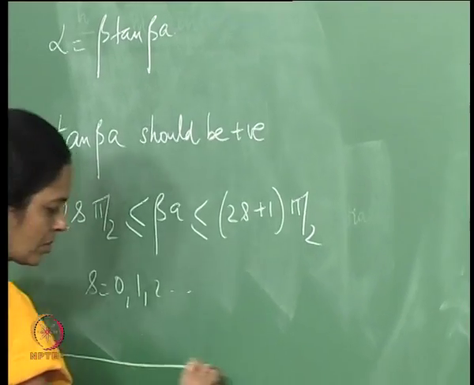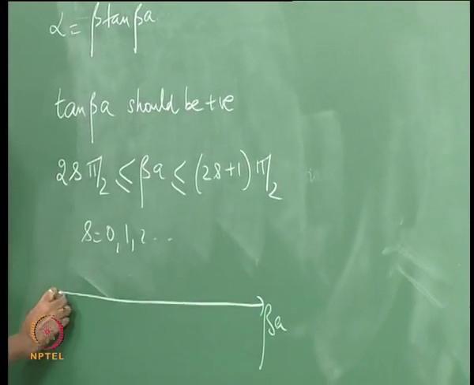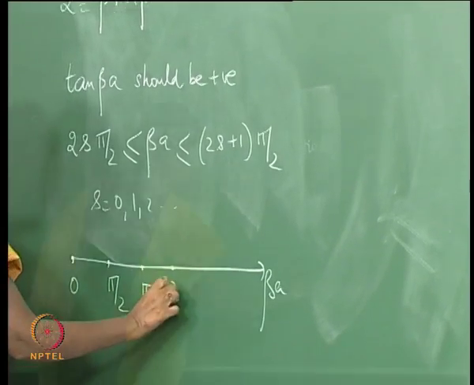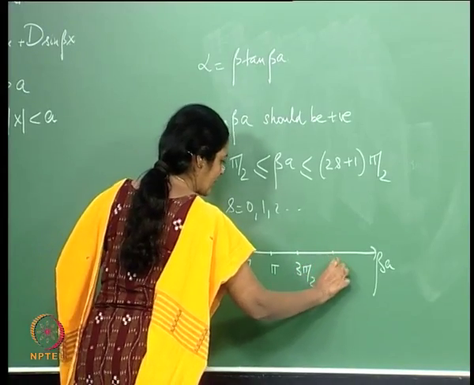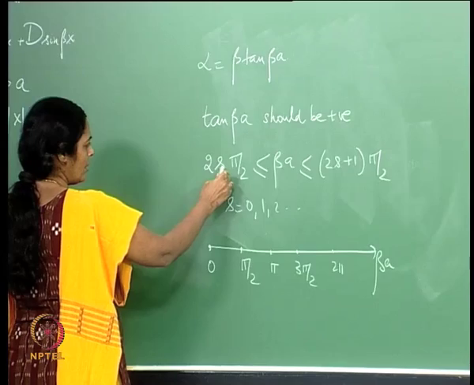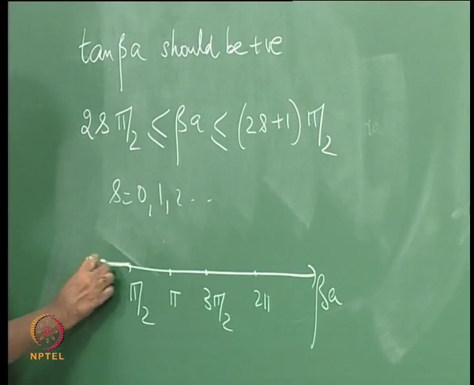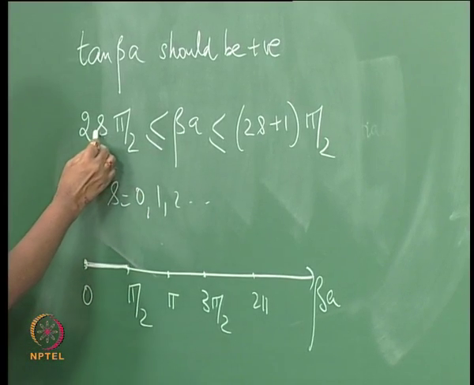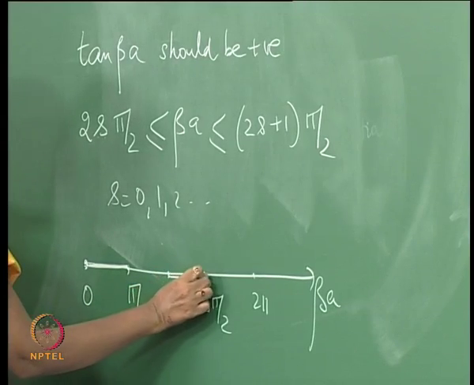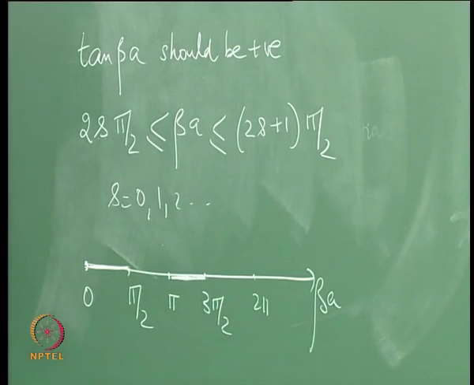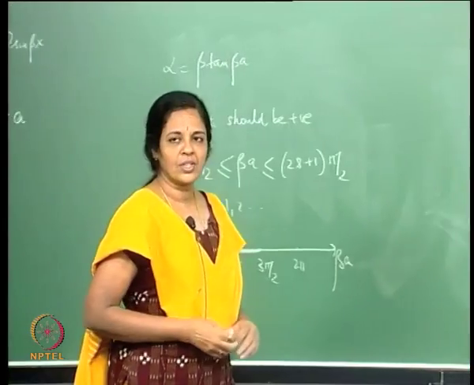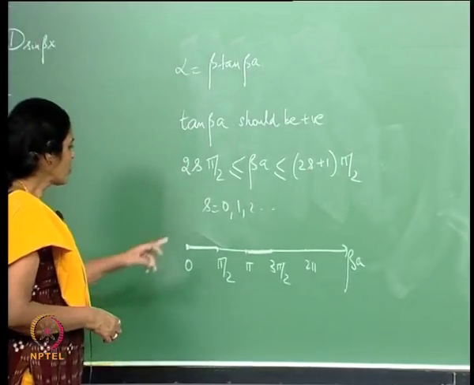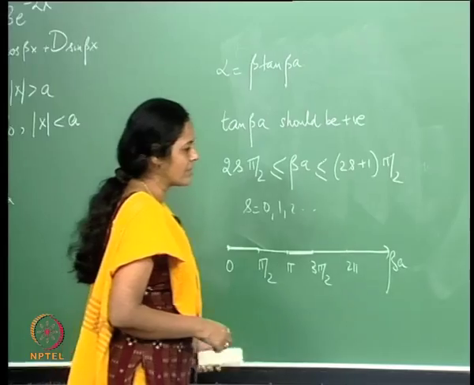So if you now have beta A on this axis and this is the origin, and you have pi by 2, pi, 3 pi by 2, 2 pi, etc. on this axis, 0 to pi by 2 is an allowed region for tan beta A in this problem, but pi by 2 to pi is not. Then when s is 1, pi to 3 pi by 2 is allowed, and so on. So there are only some regions which are allowed for beta A in this problem. That aspect has to be looked at.